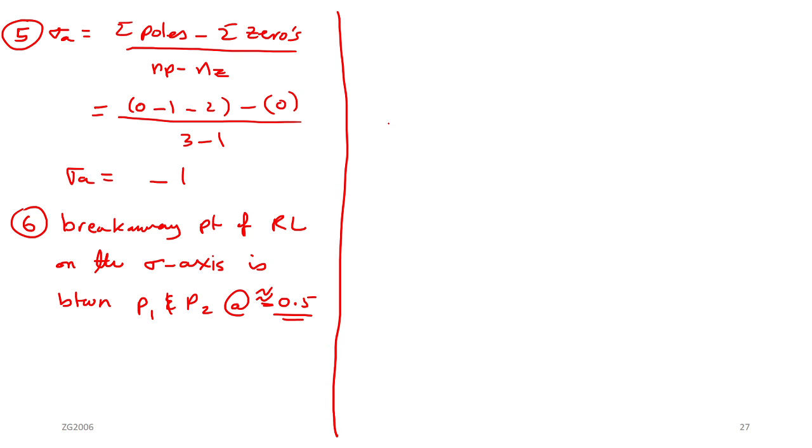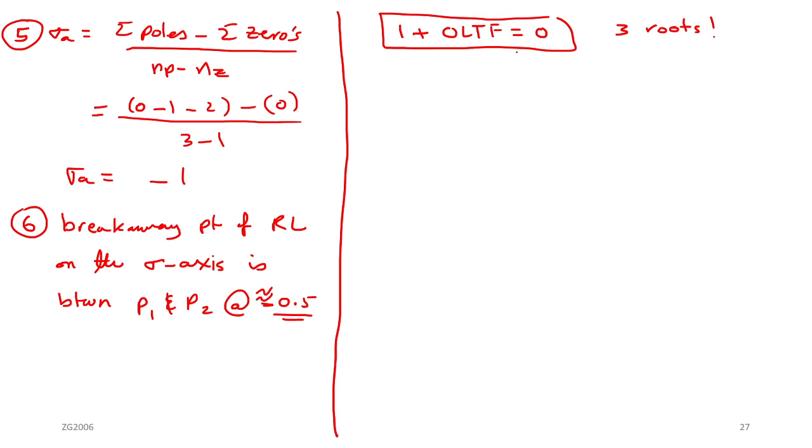if you solve 1 plus the open loop transfer function, okay, sorry. Let me write it again. 1 plus the open loop transfer function. How many roots will you always have? Always you will have 3 roots. You can check that later. Next we will do that. You will always have 3 roots.